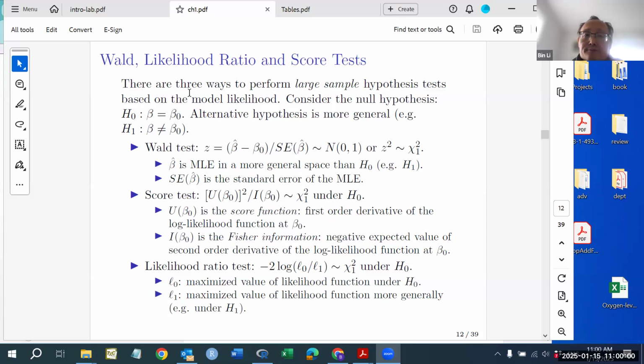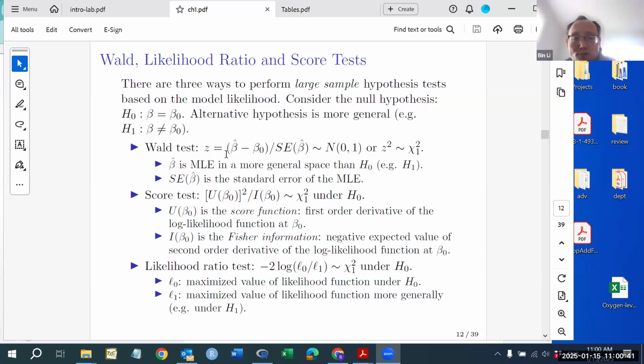Here I'm just listing, there are many types of tests. These are the three that I listed here, quite commonly used: the Wald test, the score test, and the likelihood ratio test. These are the three common tests we usually use to do hypothesis testing, particularly for estimating pi in the binomial case.